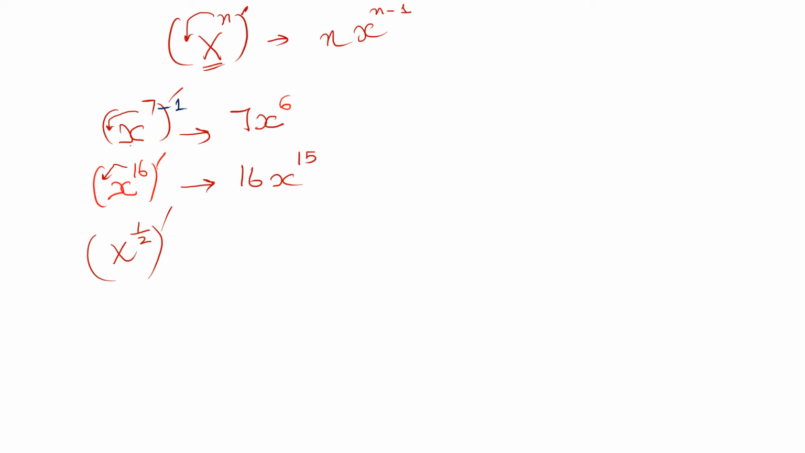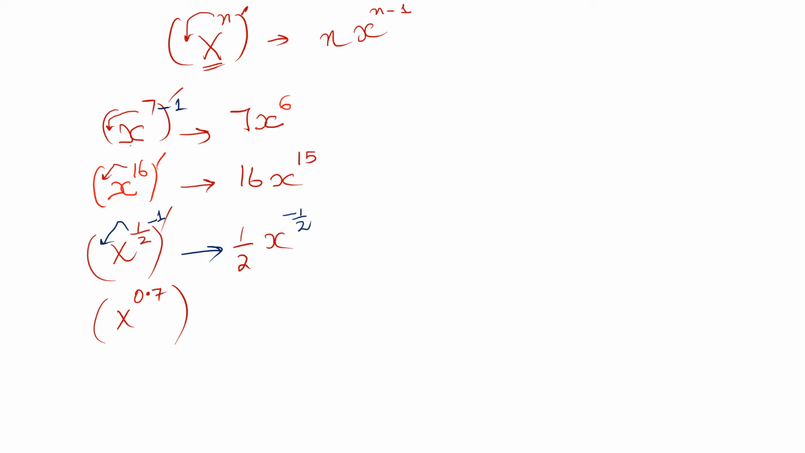Of course, you will bring the half before the x, so you will write 1 over 2 x, and then from the power, whatever kind of the power is, you subtract 1. That means half minus 1, which gives us negative half. Let's take one more example, x to the power 0.7.